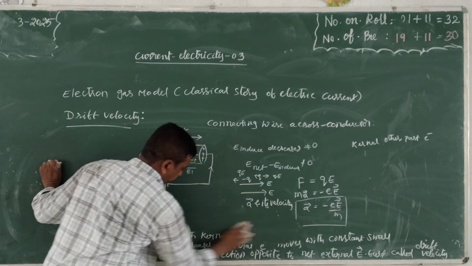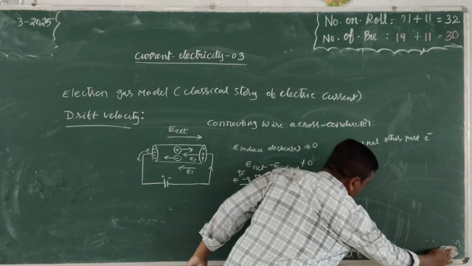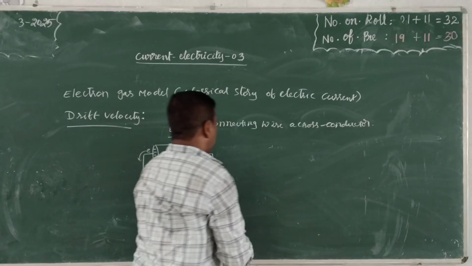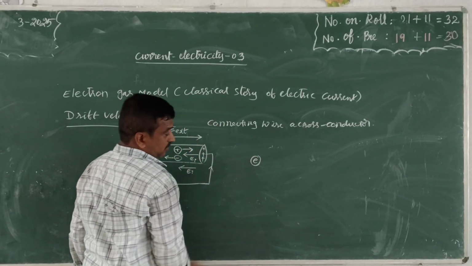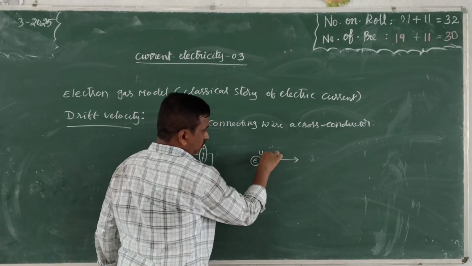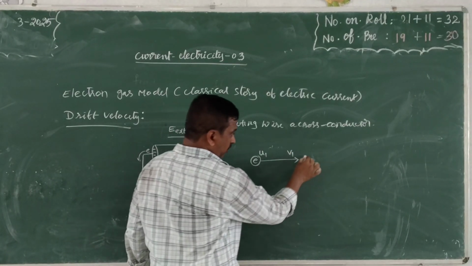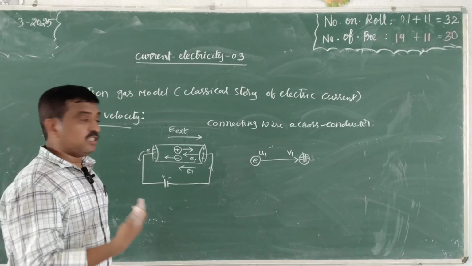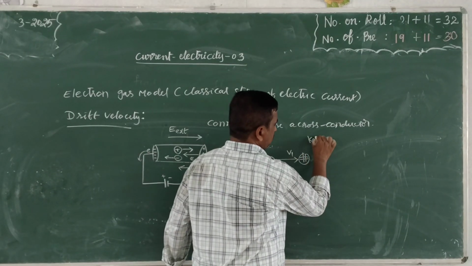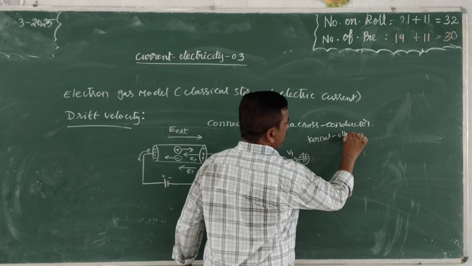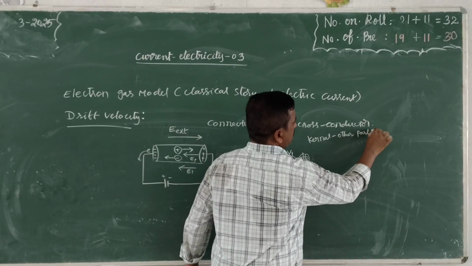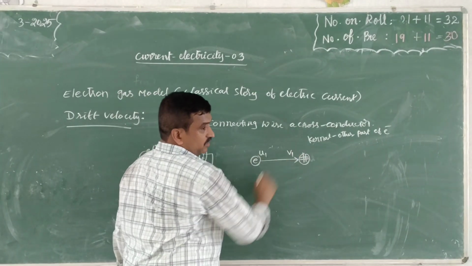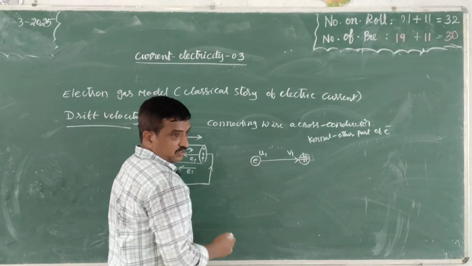See what happened now: electrons are still moving inside the conductor. I write here. This electron, for example, moves with thermal velocity u1 and reaches v1. It collides with the kernel, the other part of the atom. Because of this collision, from u1 it reaches v1 and comes to rest.